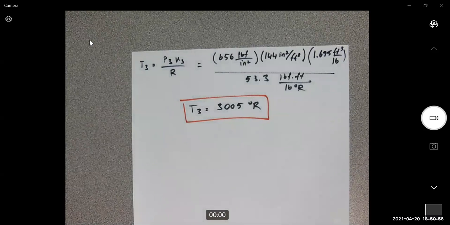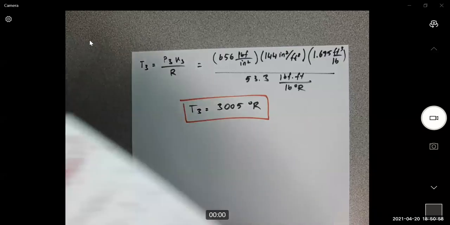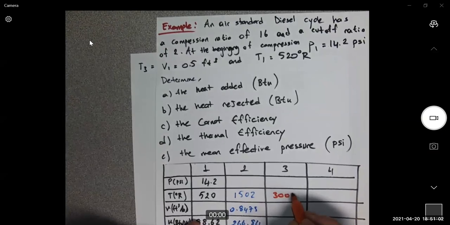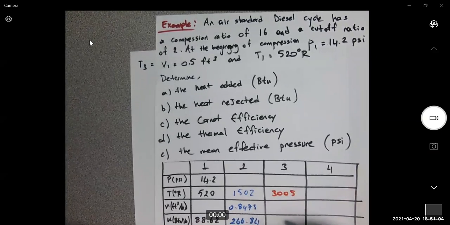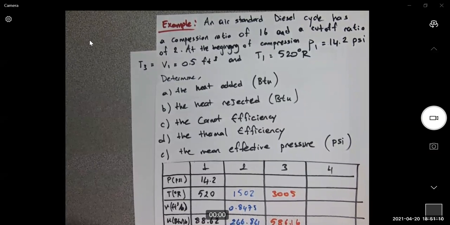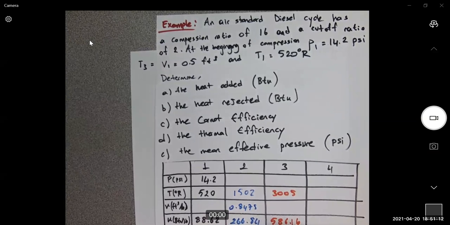So at state 3, temperature is 3,005. I can find my internal energy and entropy. Internal energy is 586.16. Enthalpy is 792.15. Entropy we calculated 1.174, and specific volume we calculated 1.695.